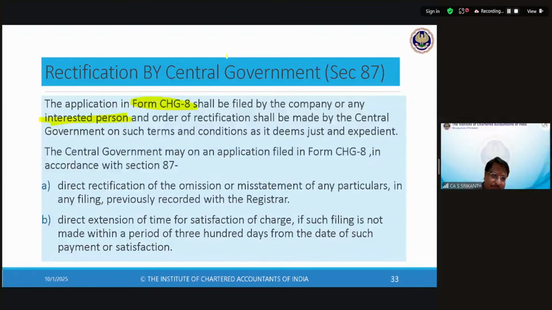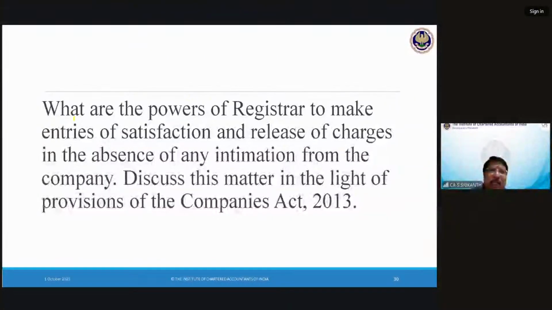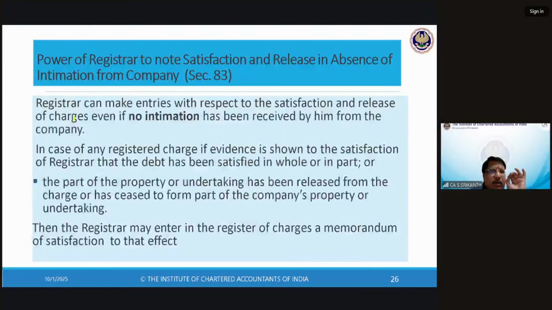But we will have multiple choice questions. Difference between 83 and 87, I'll tell you. 83, that's why I gave an example. 83 is a specific situation. You are a person who has acquired a property on which there is a charge. That charge has been satisfied, but the satisfaction has not been intimated by the company or the charge holder.